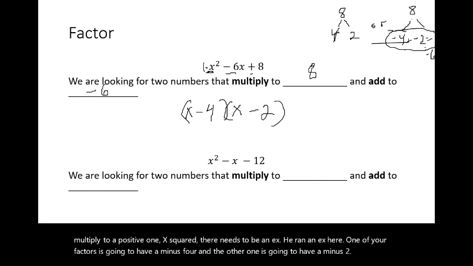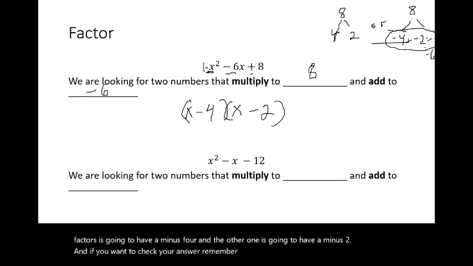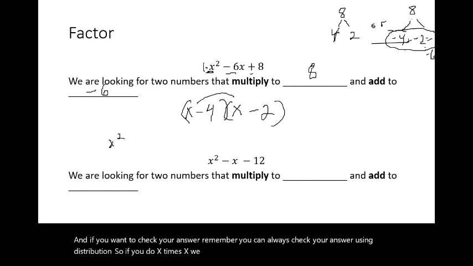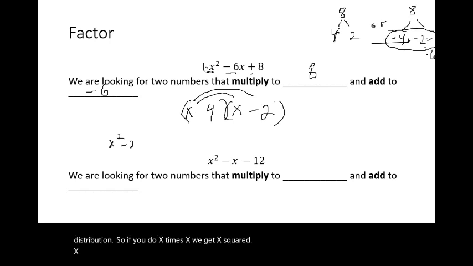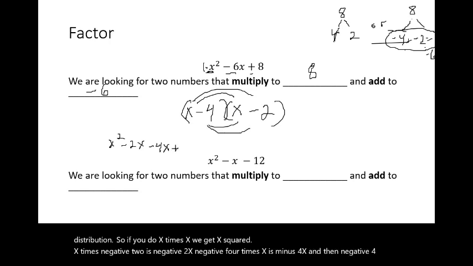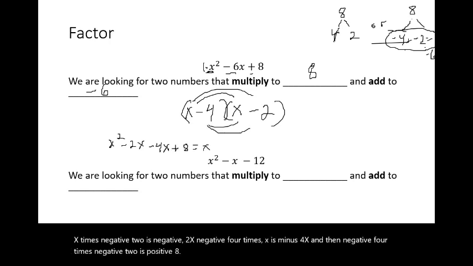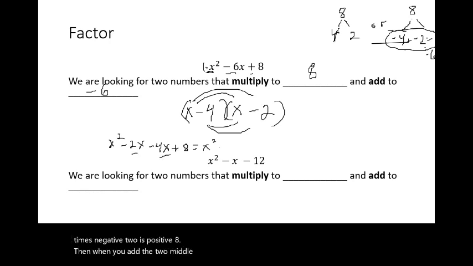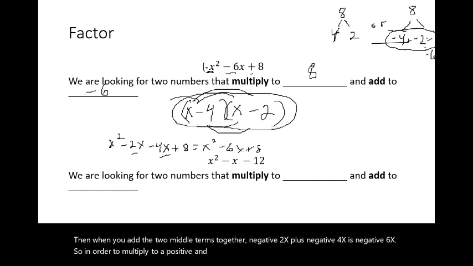And if you want to check your answer, remember you can always check your answer using distribution. So if you do x times x, we get x squared. x times -2 is -2x. -4 times x is -4x. And then -4 times -2 is +8. So then when you add the two middle terms together, -2x plus -4x is -6x. So in order to multiply to a positive and add up to a negative, both factors need to be negative. And remember, you can switch these as long as the 2 remains negative and the 4 remains negative.